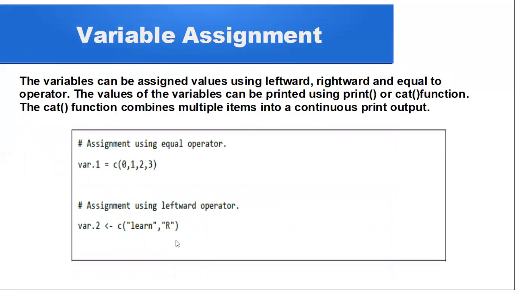Variable assignment. The variables can be assigned values using leftward, rightward, and equal to operators. The values can be printed using the print or cat function. The cat function combines multiple items into a continuous print. So the cat function is a very necessary command in R. Assignment using equal operator, var.1 = "C". Assignment using leftward operator, var.2 <- "learner".